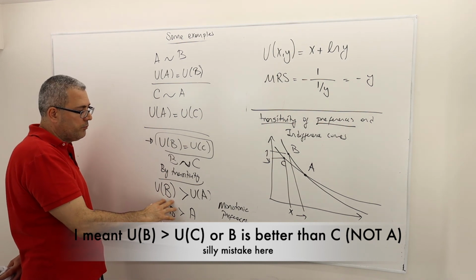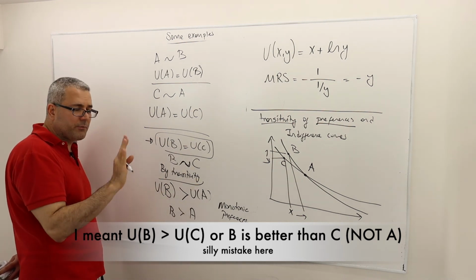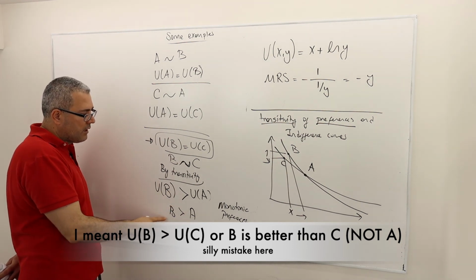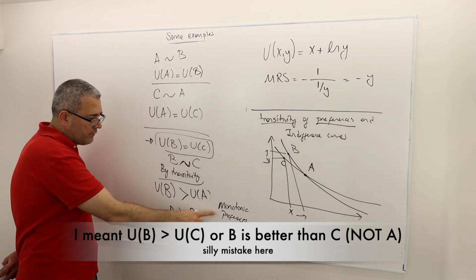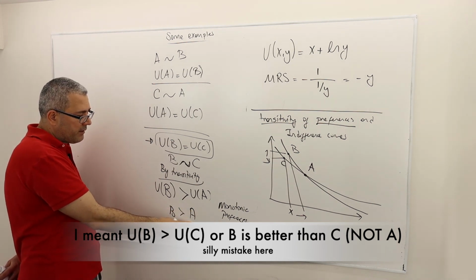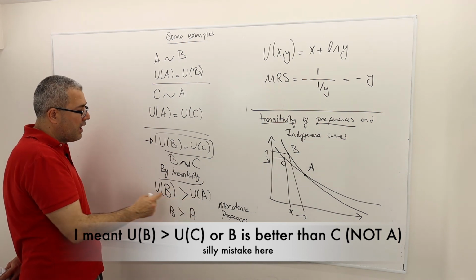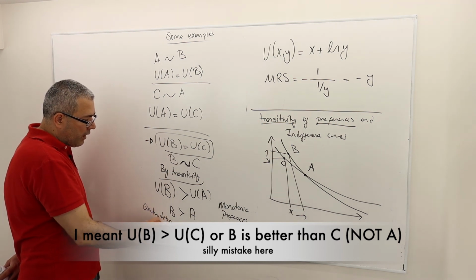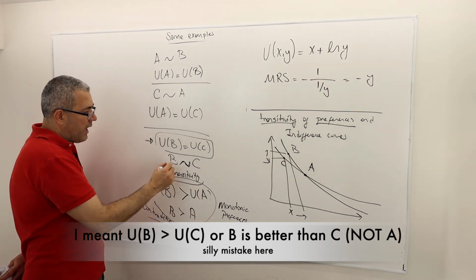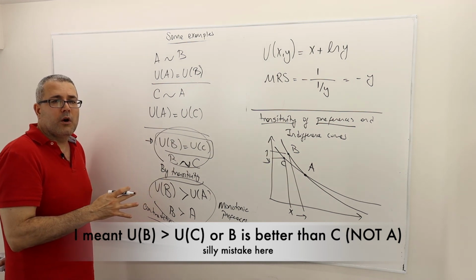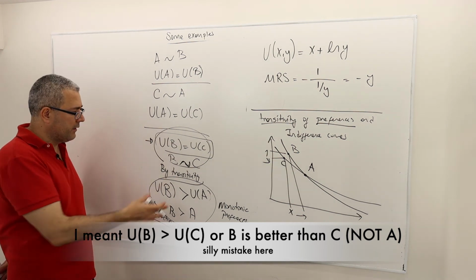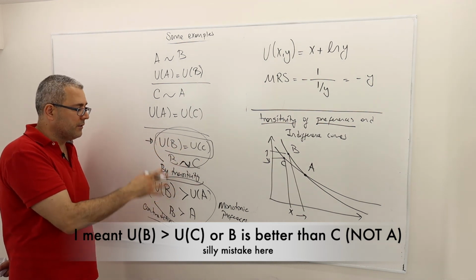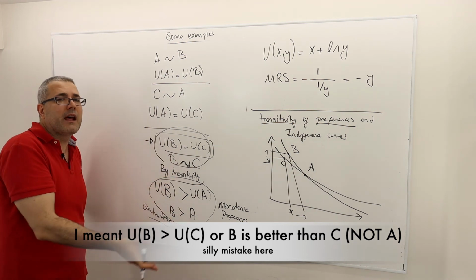In that case it would be UB less than UA, but let's suppose it's an increasing preferences or utility function. So therefore, we also showed, thanks to monotonicity of preferences, that B must be better than A, or the utility of B must be higher than A. Well, this is clearly a contradiction, right? Because these two arguments cannot be true at the same time, since this is the negation of this. They both cannot be true.